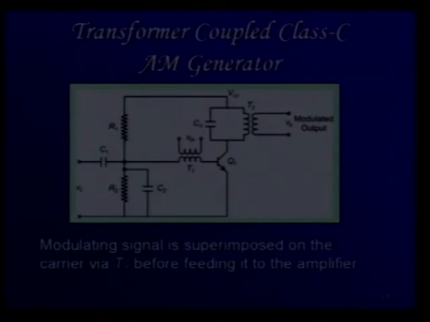Now here is another circuit where only a class C amplifier is used. In this case we have our carrier signal going to the base of the transistor, and the modulating signal is superimposed at the base level itself. So whatever signal goes into the class C amplifier is already modulated, and the mixing is happening at this end of the device, that is, the Q1 transistor. And again this tank circuit is going to give us the modulated output.